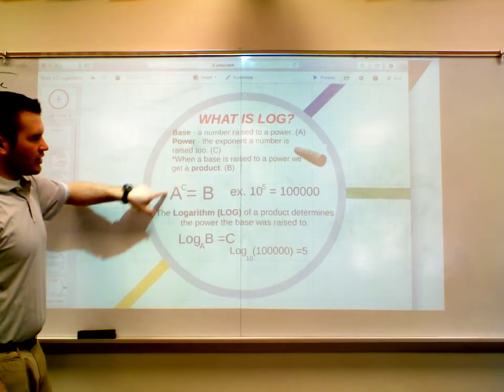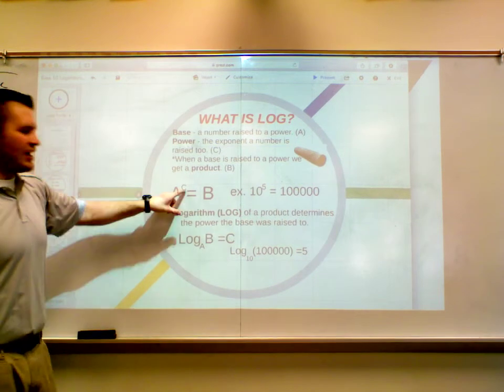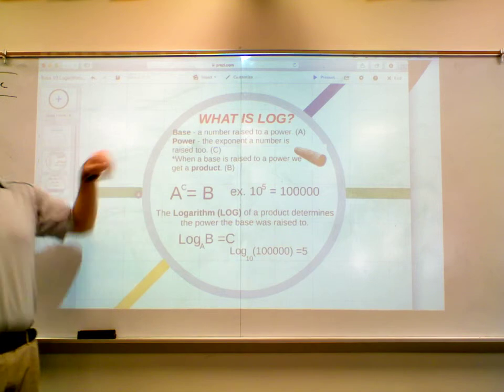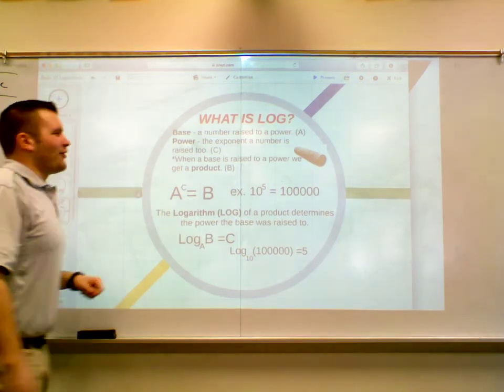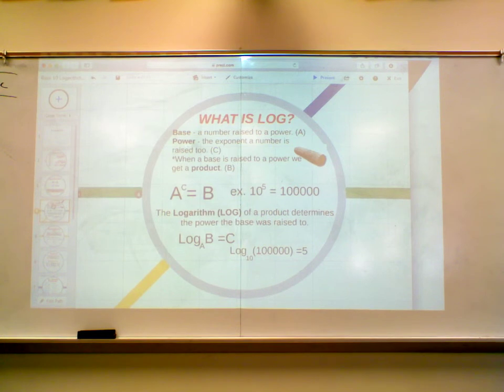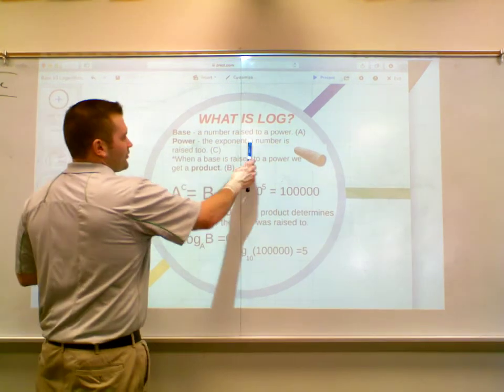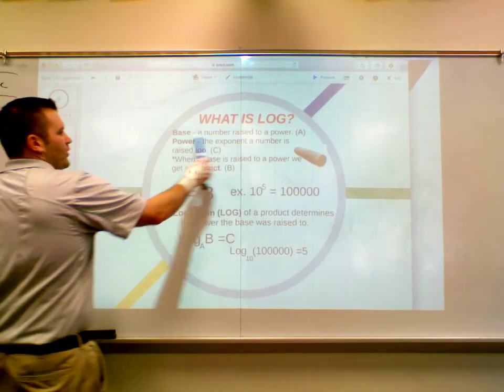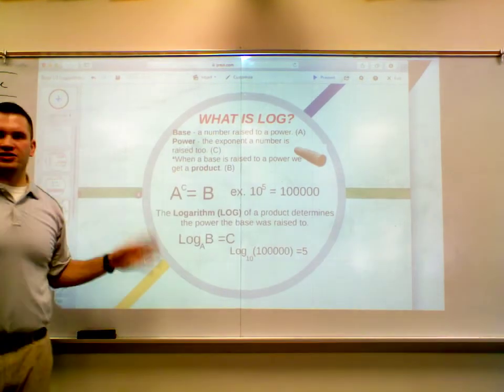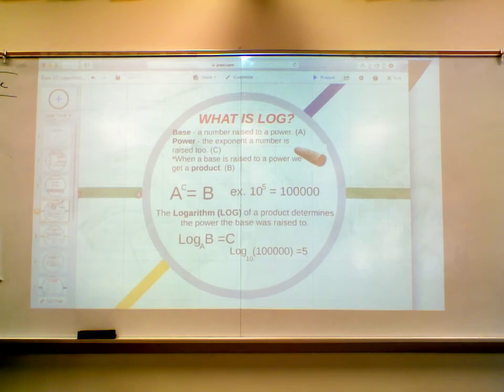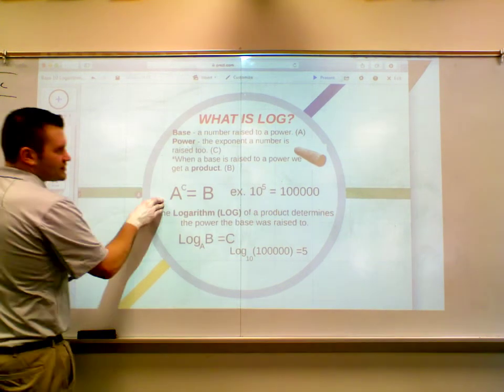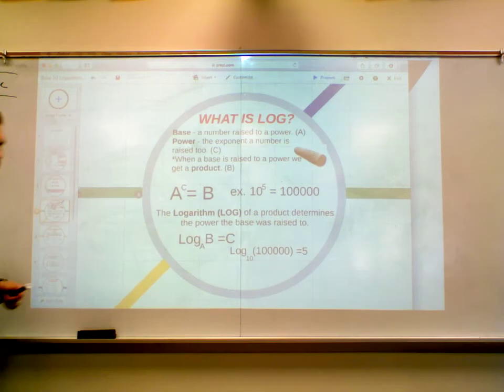So down here, A, C, and B, which one's the base? A, because A has a power on it. The power is the exponent the number is raised to. So which one here is the power? C. C is the power, it's an exponent. When a base is raised to a power, we get a product. That's B. So A is the base, C is the power, B is the product. B is the result of raising it to the power.